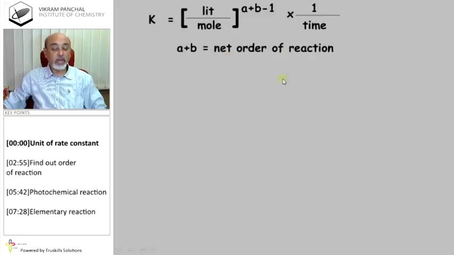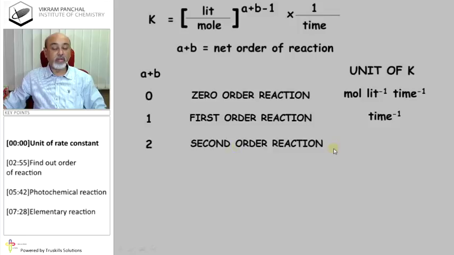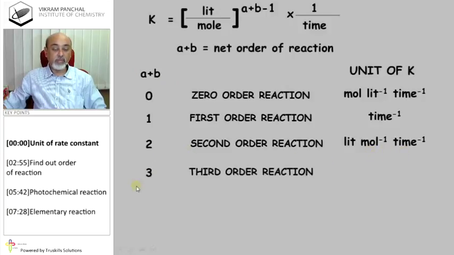So, if a plus b is the net order of reaction, for example, a plus b is 0, then the unit of K will be moles per liter per time. That is a 0 order reaction. If a plus b is 1, then it is called first order reaction, and for that the unit will be time inverse. If the order of reaction is 2, that is second order reaction, then the unit of K will be liter per mole per time. If a plus b is equal to 3, then it is third order reaction, then the unit will be liter square mole raised to minus 2 time inverse.